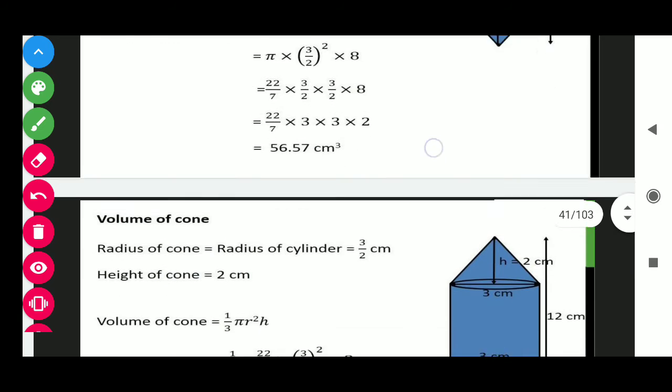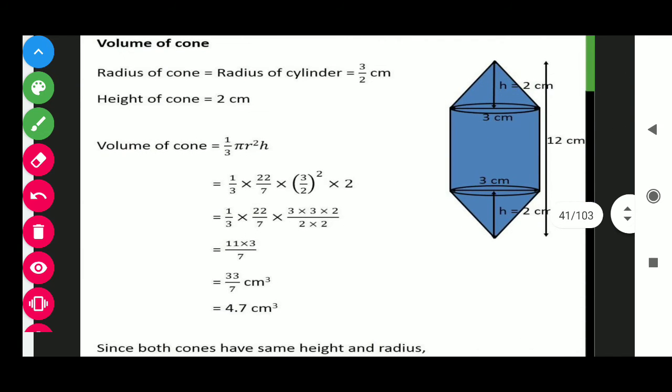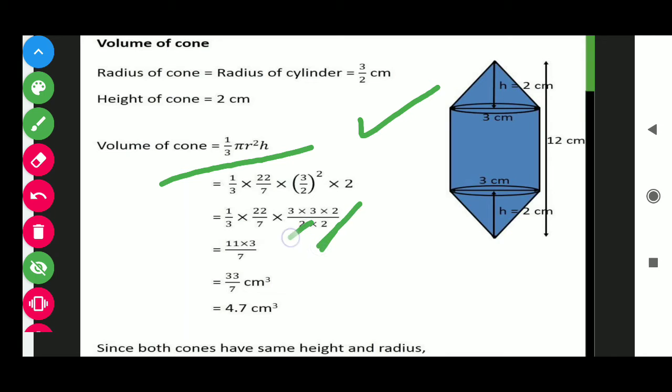Now the volume of the cone: the radius of the cone is equal to the radius of the cylinder, which is 3 by 2 centimeter. So the height of the cone is 2 centimeter. Volume of cone is 1 by 3 pi r square h. Here we put the values of pi, r and h and do a simple calculation. 2 and 2 will cancel, 2 and 11 will cancel, 3 and 3 cancel. We get the answer 4.7 cubic centimeter.